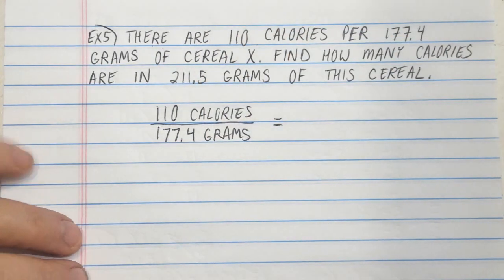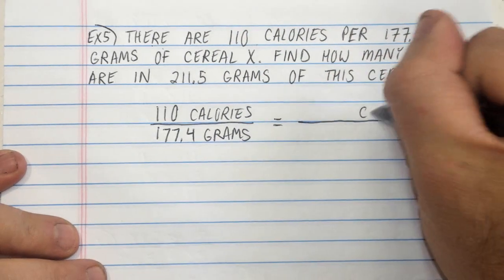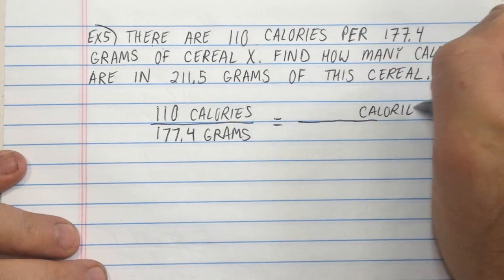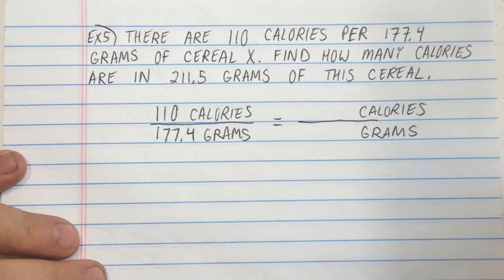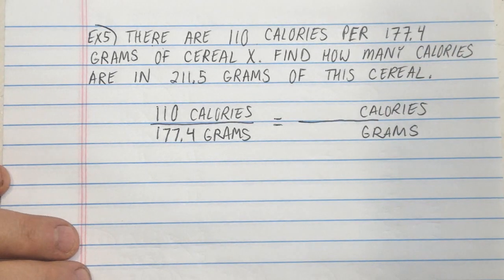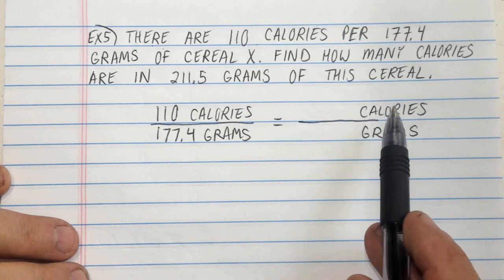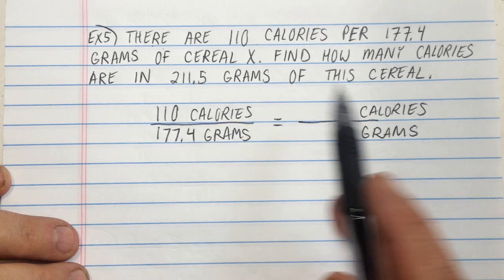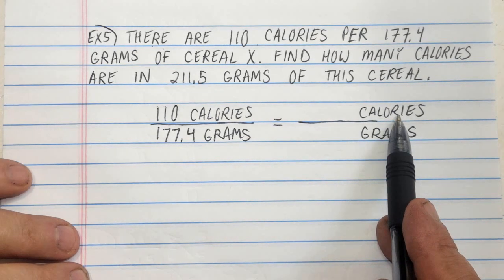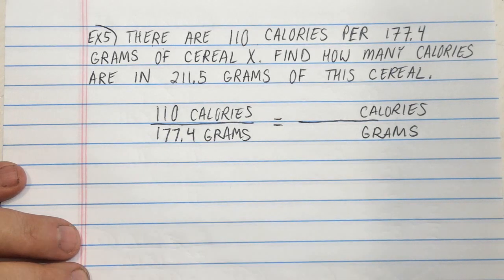And once I do that, I've already established whatever I have over here has to deal with calories on the top, and whatever I have on my denominator must deal with grams. So once I've set that as kind of a rule, I can't have calories on top here and grams on top here. If I put calories on top on this side of the proportion, I have to have calories on top on the other side. Same thing with the grams. I put the grams on the bottom, grams have to remain on the bottom.